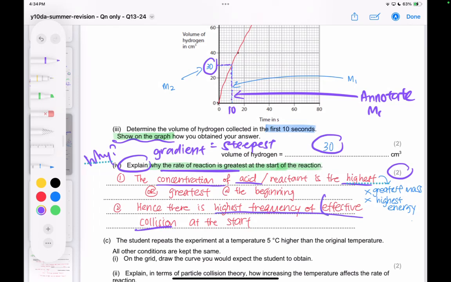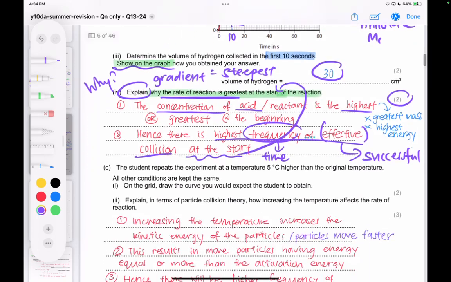Now, some of my students, they don't like the word effective. You can change it to successful. Both ways will still get you the marks. When it comes to rate of reaction, you need to discuss in terms of time, so you will need to have the word frequency in your key phrases. So we use the words highest frequency of effective collision or highest frequency of successful collision at the beginning in this case, because we want to answer back to that question. All right, so that's our 2 marks there.